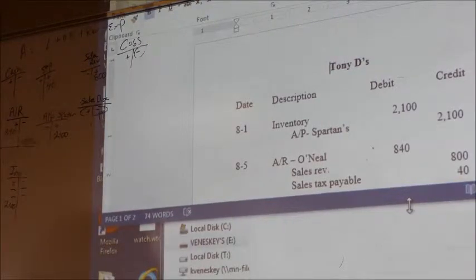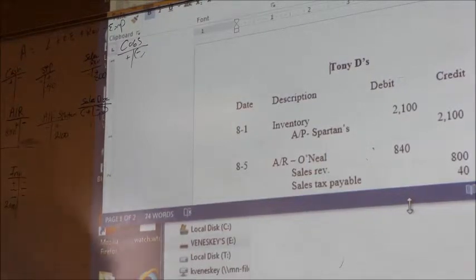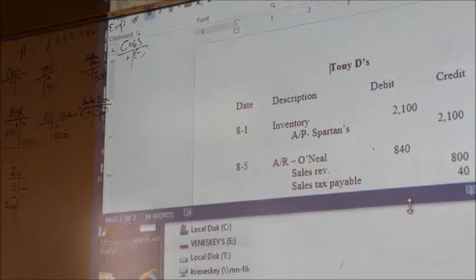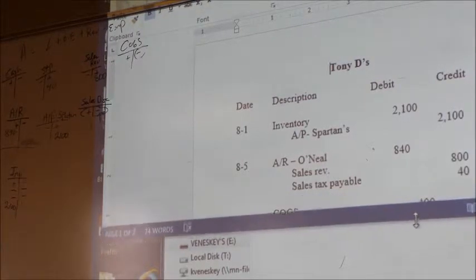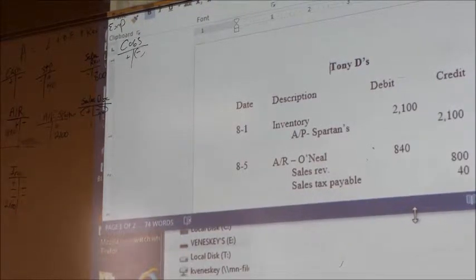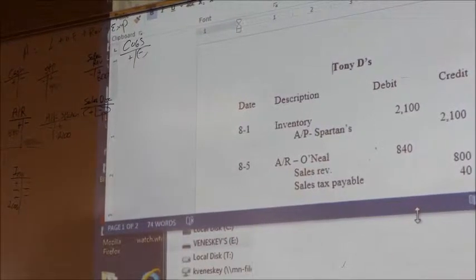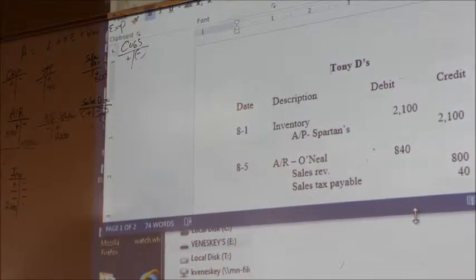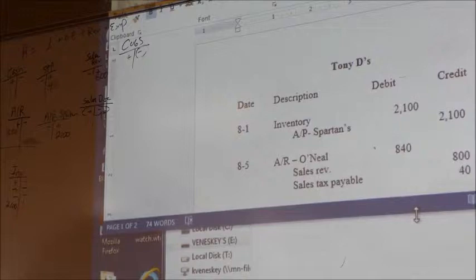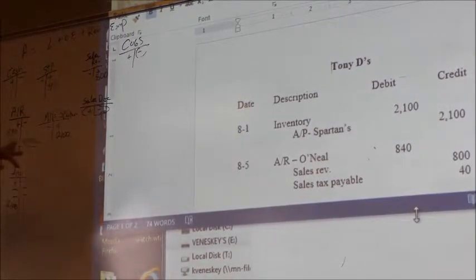I'm the seller, so I can't stop here, that's for sure. Now, the next part: you always have to do 2 entries when you make a sale. Let's go ahead and do the second entry first.